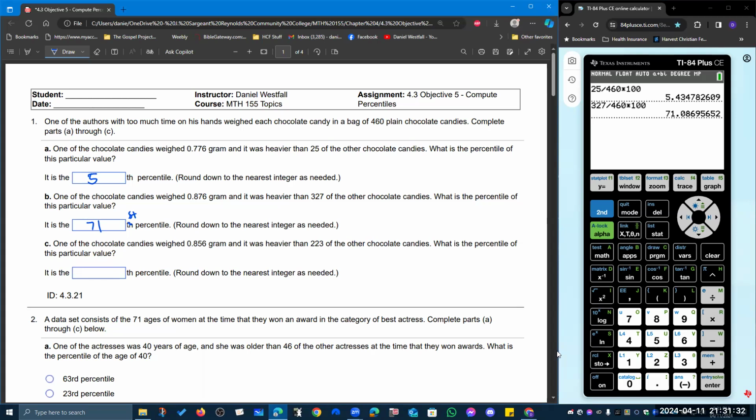Then we have one that weighed heavier than 223 of the 460 candies. We're going to multiply that by 100, and we get 48th percentile.